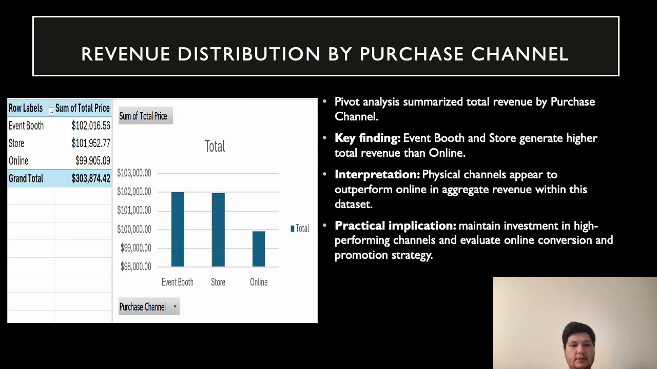This slide shows how revenue is distributed across different purchase channels such as online, physical stores, and event booths. What we can see here is that event booths and physical stores generate more total revenue than online sales. This result is quite interesting because it shows that in this dataset, customers still prefer buying products in person.